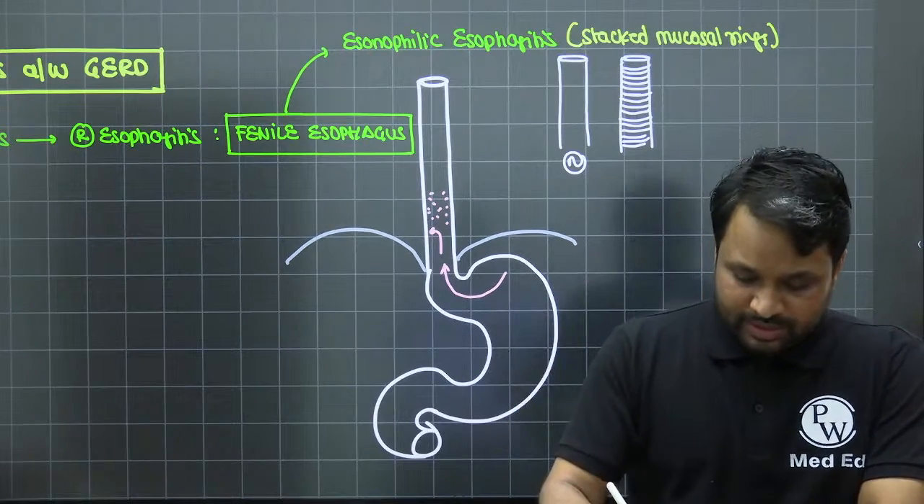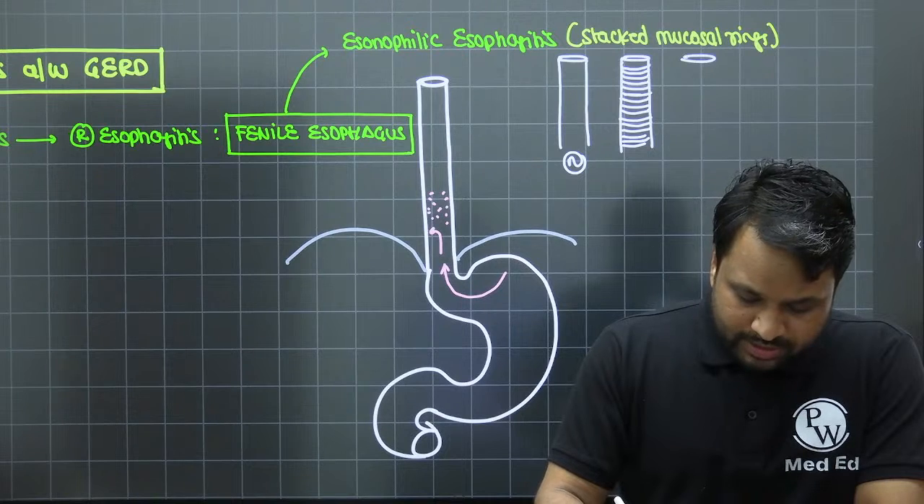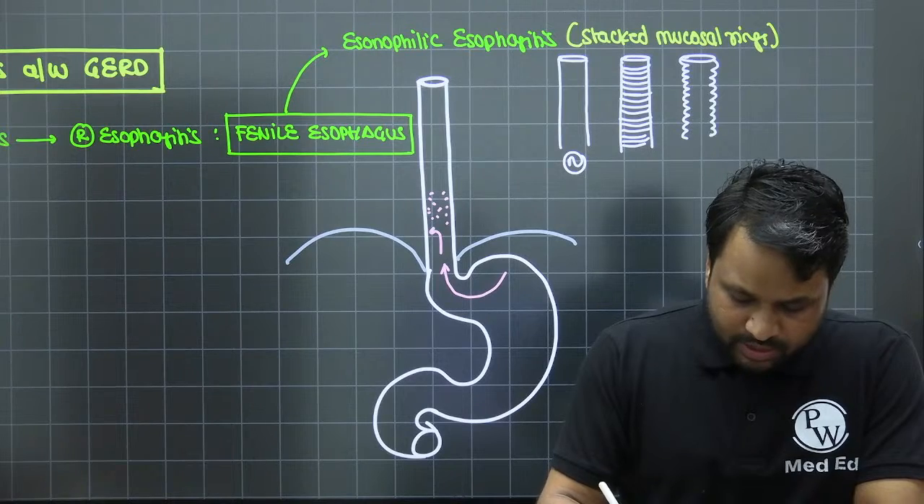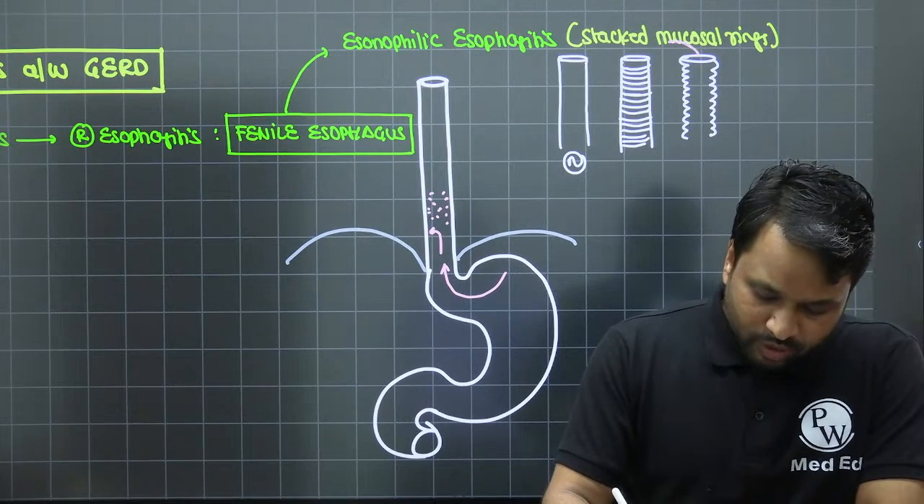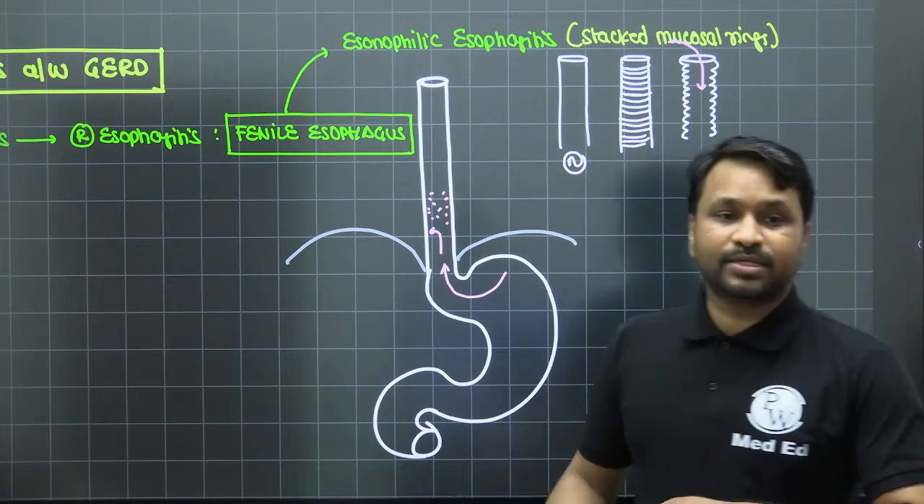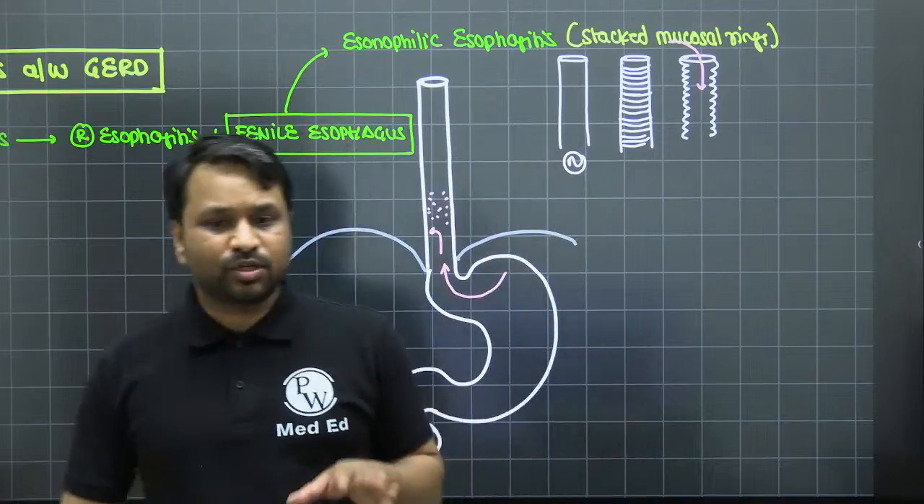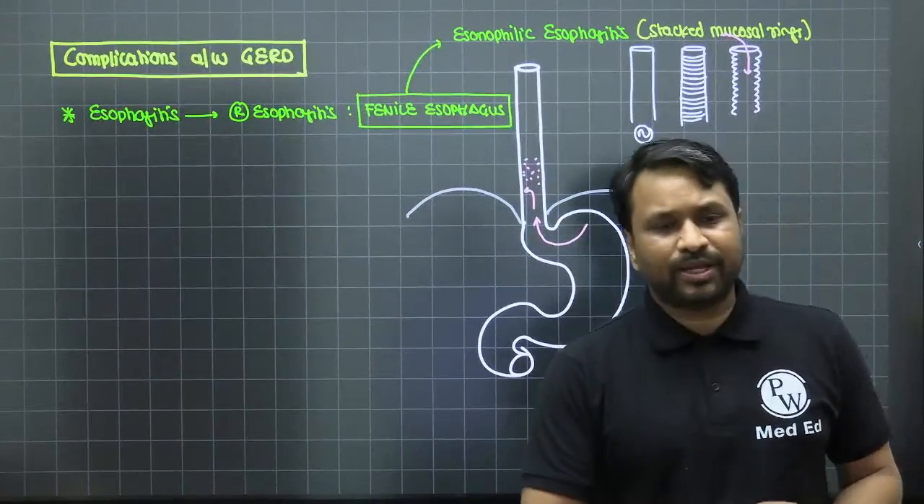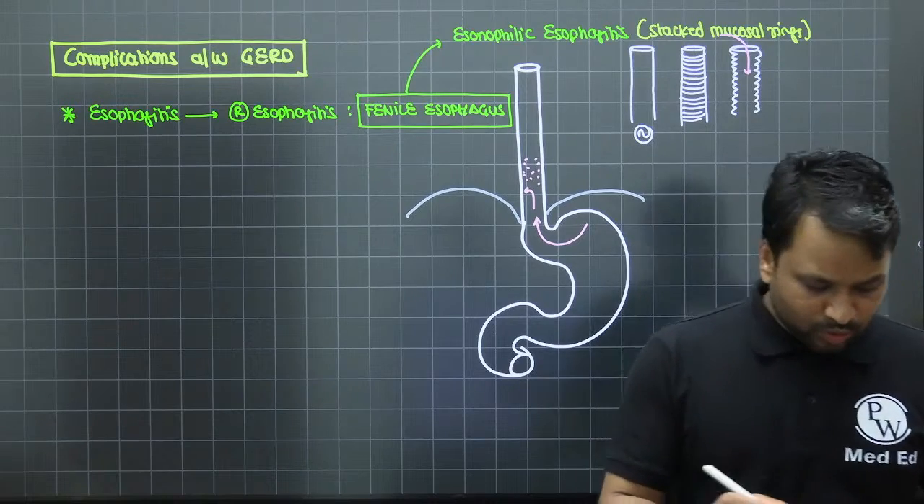So when you look from inside, this is how the esophagus is now looking. That smooth border of the esophagus is lost, and this is how the esophageal lumen looks from inside. And this is what we call a feline esophagus, also called stacked mucosal rings, as simple as that, right? So one complication is that it can result in esophagitis.